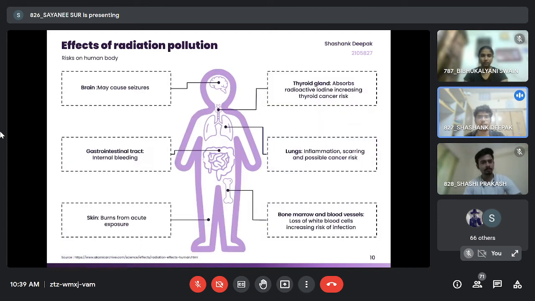There are various effects of radiation on human beings, like in the brain, where it can cause seizures and immediate death. The thyroid gland is vulnerable to radioactive iodine. An excessive amount of radioactive iodine can destroy all parts of the thyroid.